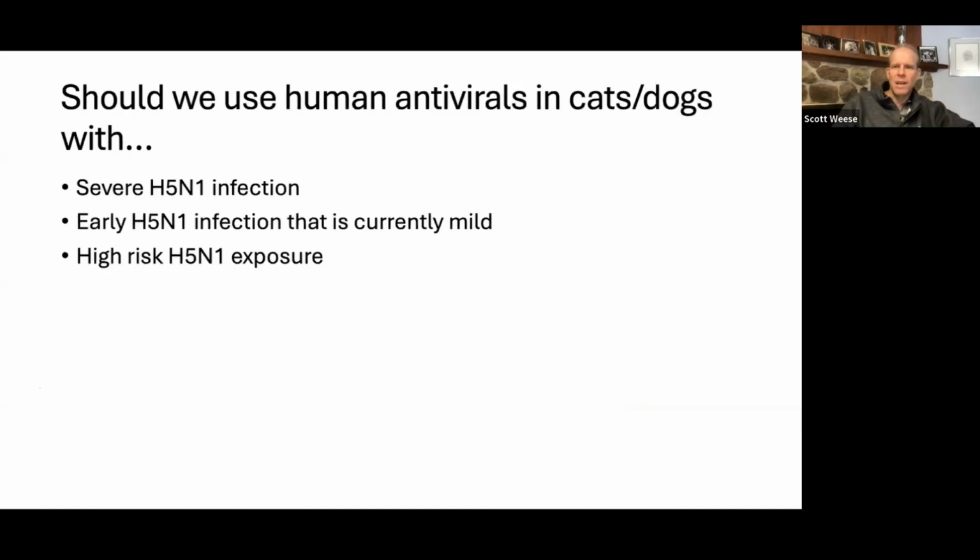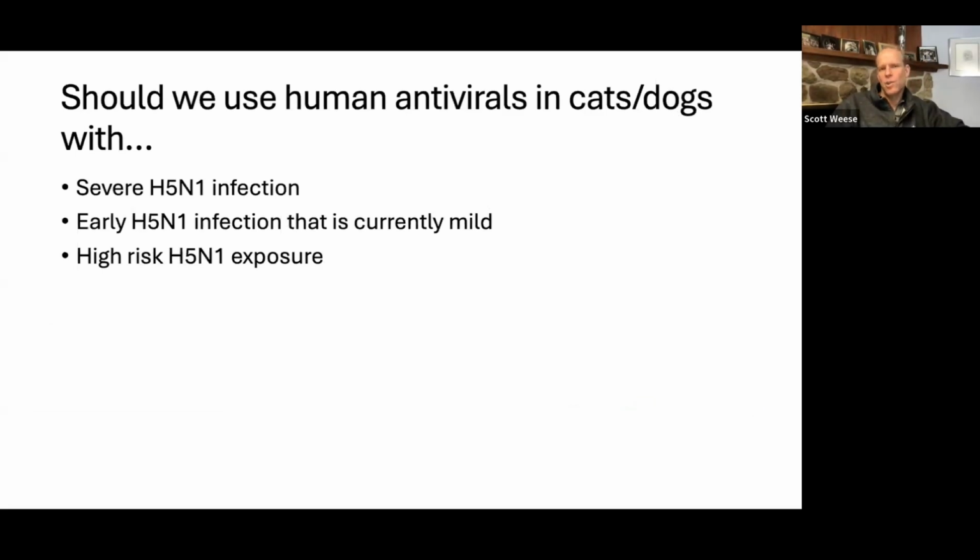So think about where we might use them. Severe H5N1 infection, probably not the greatest time to do it. So the cat comes in and it's got respiratory disease and it's seizuring. It's probably too little, too late. We've missed the boat on that early treatment. Early H5N1 infection that's currently mild: the cat comes from an infected farm and hits the shelter and it's got a fever and a bit of respiratory disease, or it's a little bit weak and just doesn't really look right. That's a Tamiflu suspect. That's early disease. We might be able to stem this.